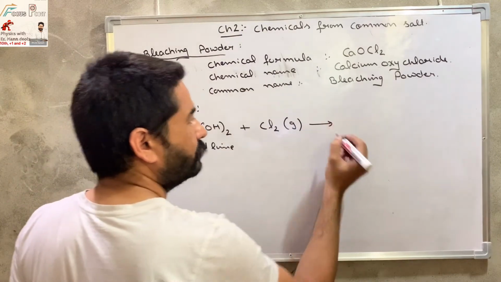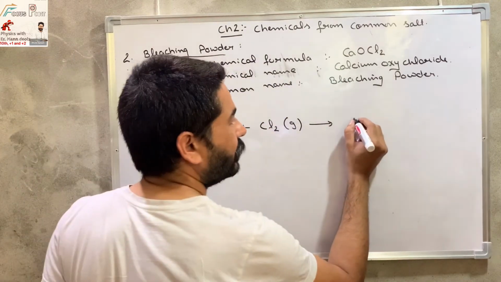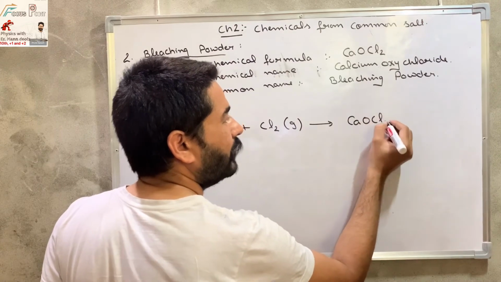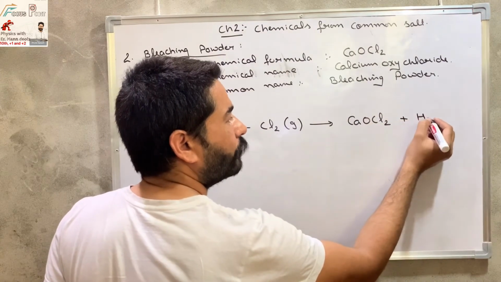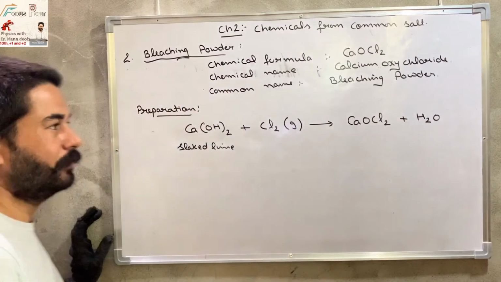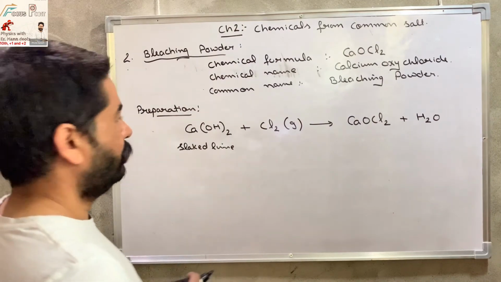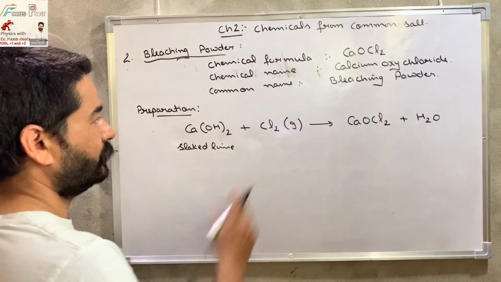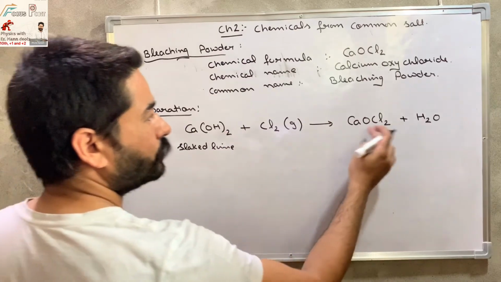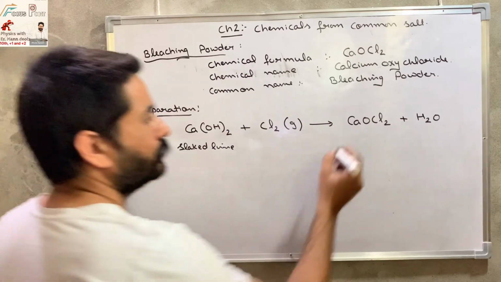And what will it form? One thing which we need, calcium oxychloride. And along with this, water will form. And this reaction is already balanced. Cl2, hydrogen 2, oxygen 2. Yes, the reaction is balanced.